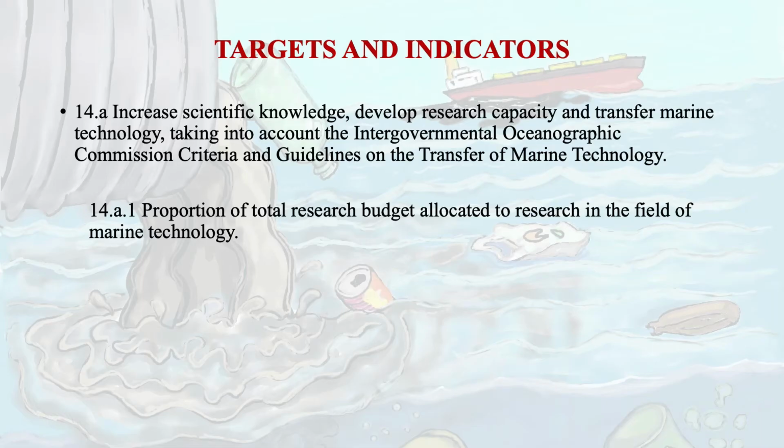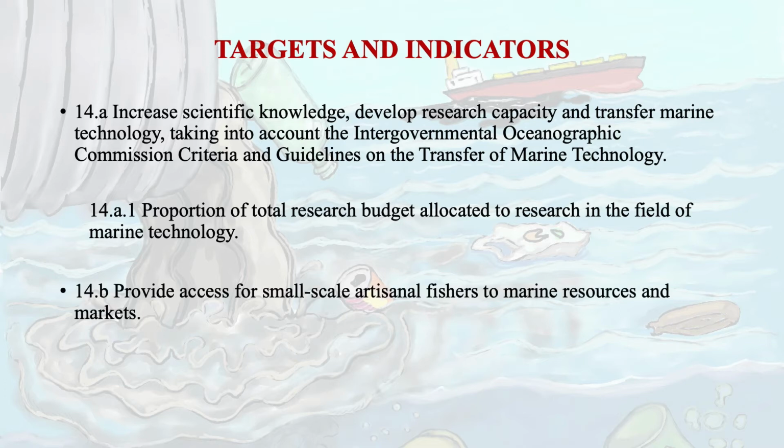So transfer of technology is also important, from highly developed or developing countries to those states or countries that do not have the facilities or enough scientific knowledge, and do not have the technology that needs to be provided. And we need to enhance science and development, that is research and development practice, in this line. So the proportion of total research budget allocated to research in the field of marine technology is one of the indicators to look into this progress. Right?